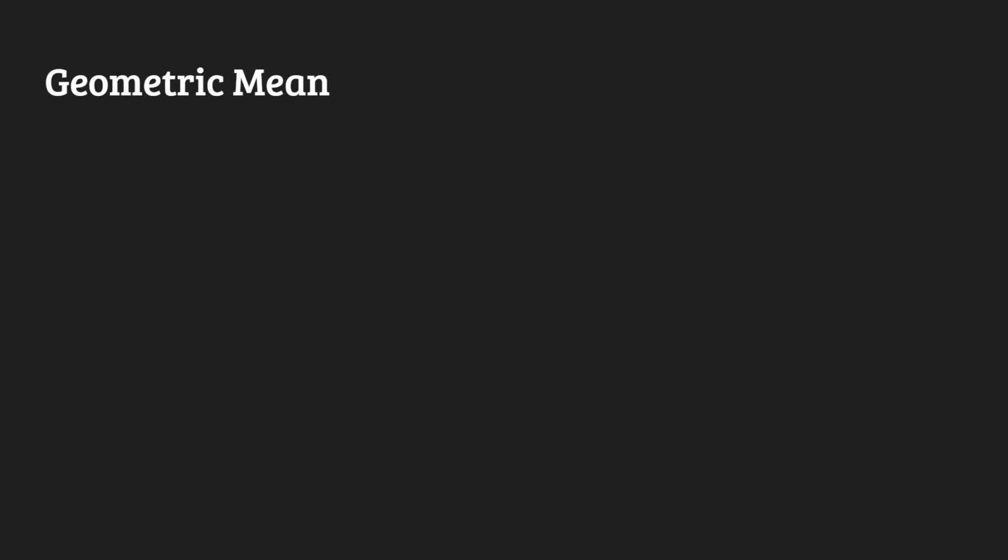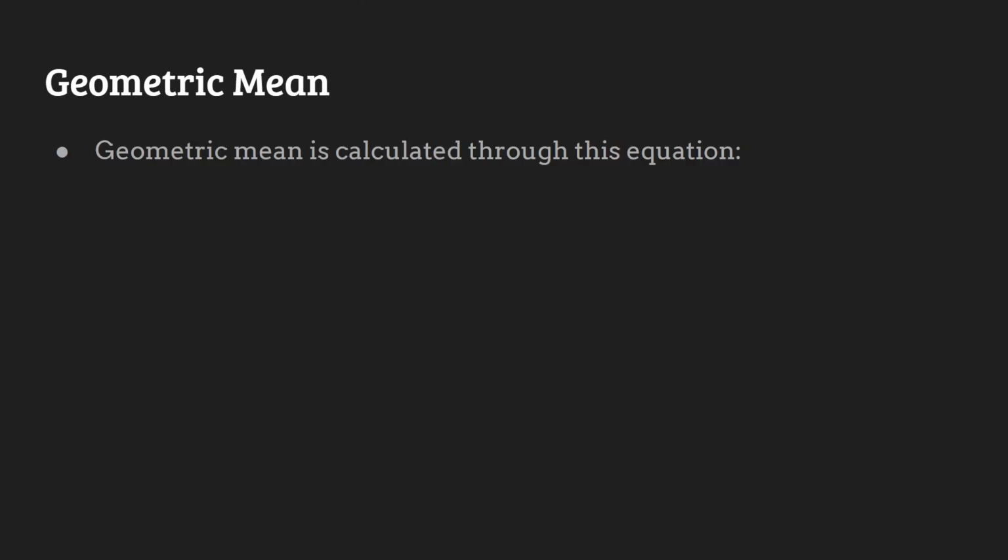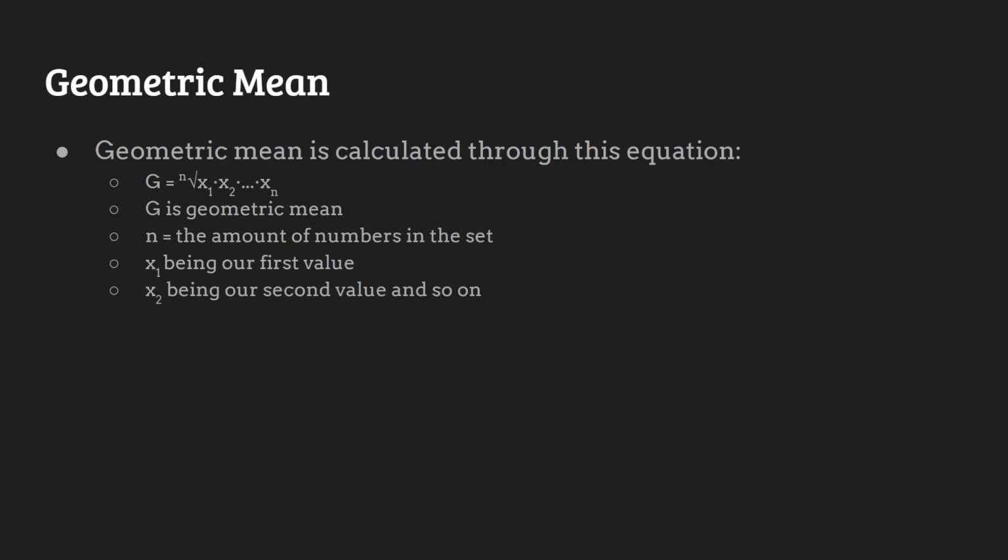Here we have geometric mean. It's going to be calculated through this equation. G equals the nth root of x1 times x2 times xn. G is geometric mean, n is the amount of numbers in the set, x1 being our first value, x2 being our second value, and so on.